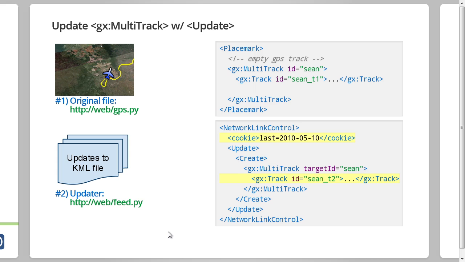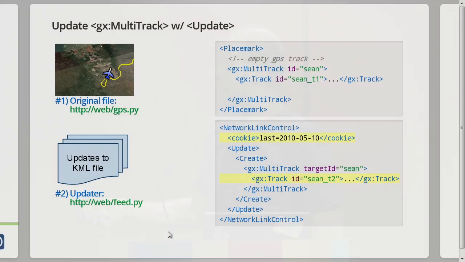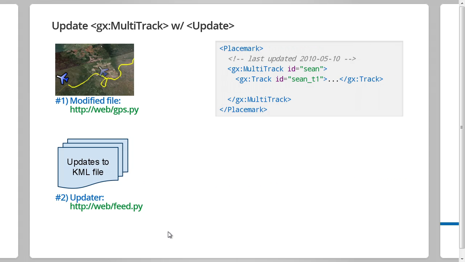The other thing that we do here is we send with this second file a cookie, which is appended onto the end of the URL, which says, hey, this is the last time I got data. I'm giving you data up to this point. And you'll see how that's used in a second. So what's going to happen is this track is going to get bumped up over here. So now we have track number 2, and we can see our track was updated.